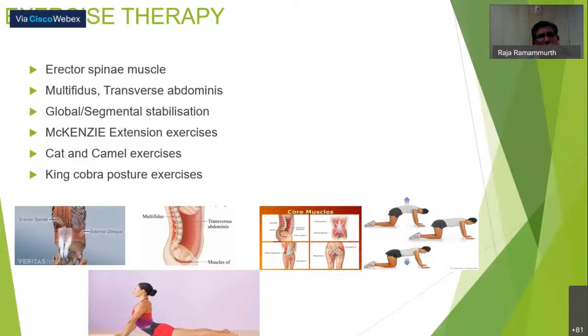The next treatment protocol for the back pain patient is exercise therapy. The muscles we mainly concentrate on for exercise therapy are the erector spinae muscle, the external oblique muscle, the multifidus muscle, the transverse abdominis, then the core muscles, anterior and posterior. And I have shown the cat and camel exercises where there will be pelvic movement, and I have shown the King Cobra Bhujangasana exercises, Savasana.